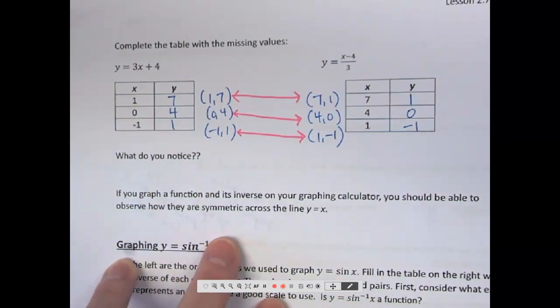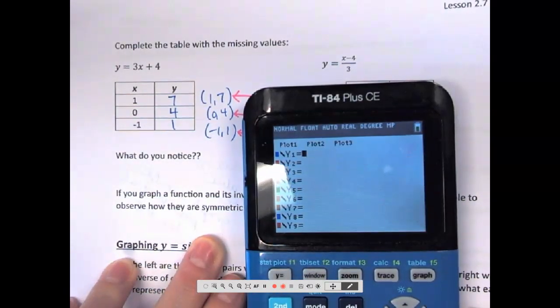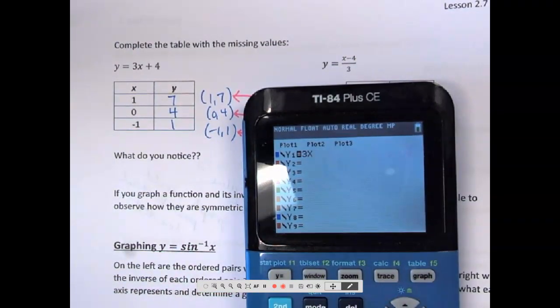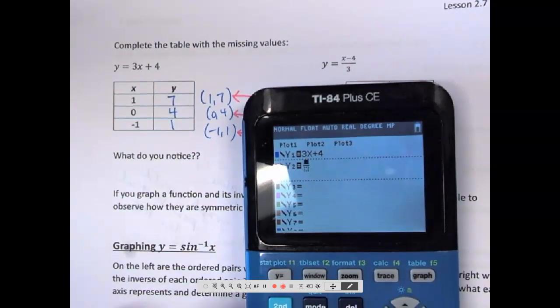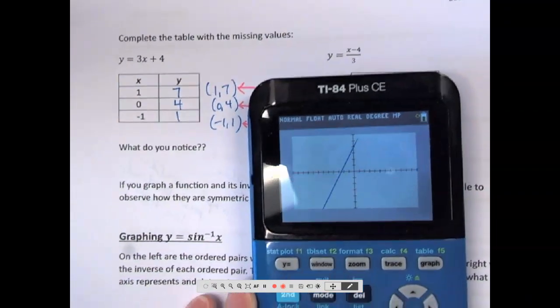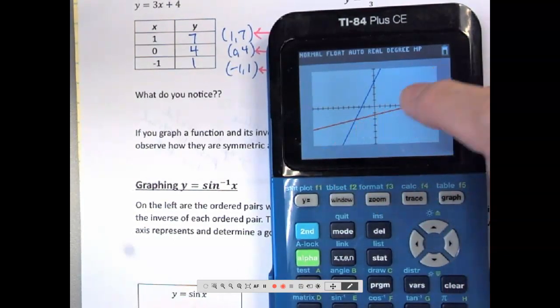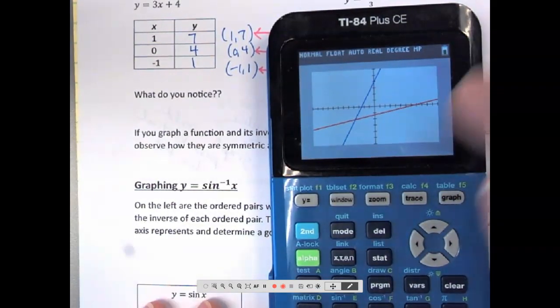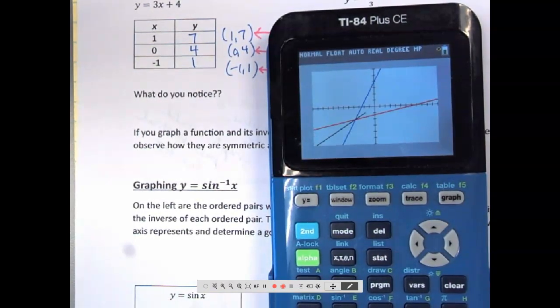We should be able to see that they are symmetric across the line y equals x. Let's take a look at this. 3x plus 4, and this is true with any inverse, x minus 4 over 3. Okay, so those are my two lines. We knew they would be lines. And the line y equals x is that line that cuts straight through the middle of quadrants 1 and 3. Y-intercept of 0, slope of 1. In fact, I can even graph it. Y equals x. So watch this.